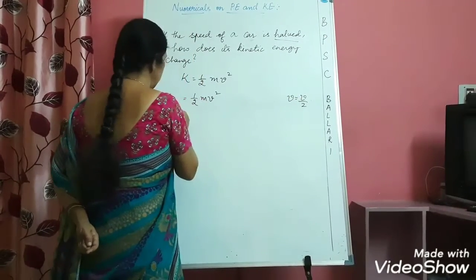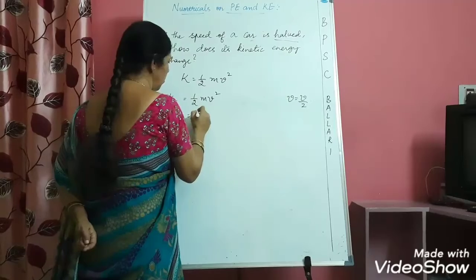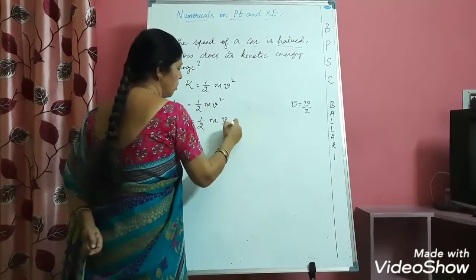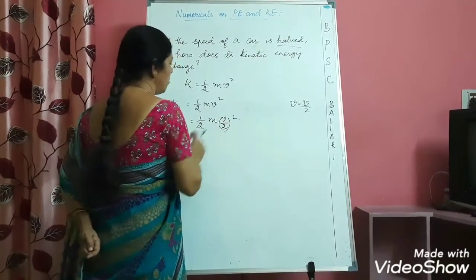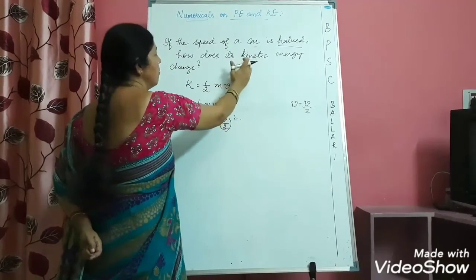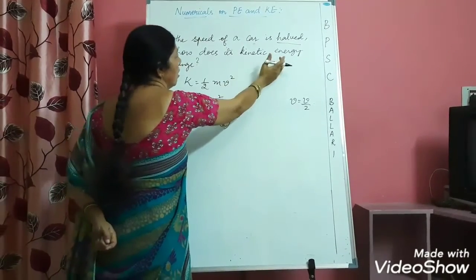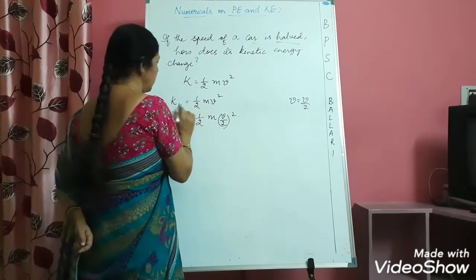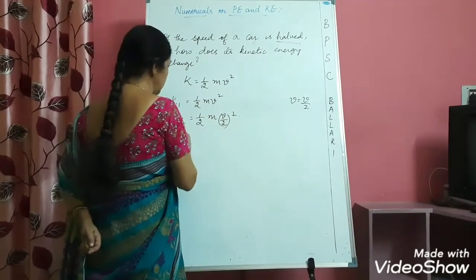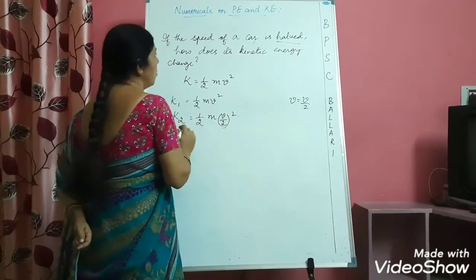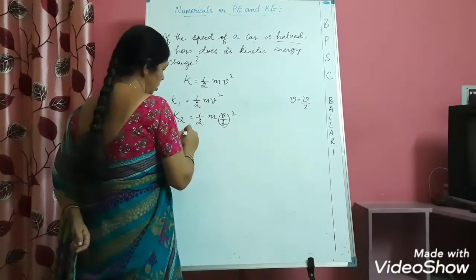Now in the second case, K2 will be equal to half m (v by 2) whole square. Remember, here I am not changing the mass because the mass of the car remains constant, only the velocity is halved. So in the first case K1 is equal to half mv square, and in the second case half m (v by 2) whole square. Now let us see what is the ratio.